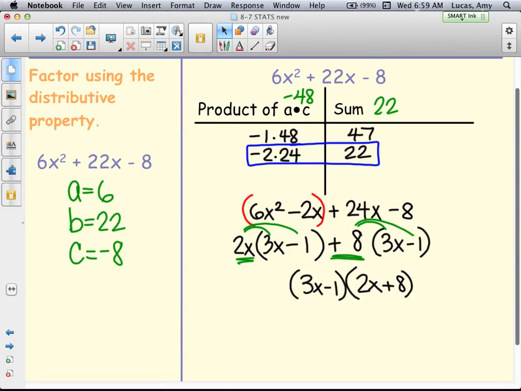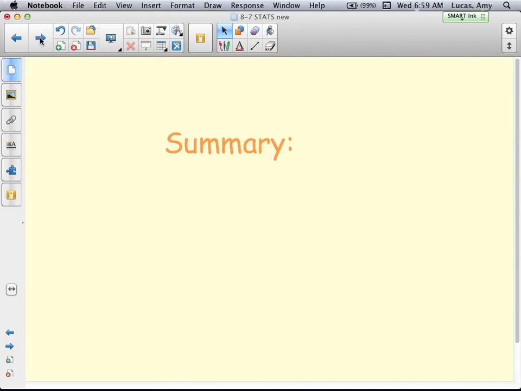Okay, so that's our last example for today. You should be able to write a summary and then check the homework calendar or check with your teacher to find out what your homework problems are for the day.